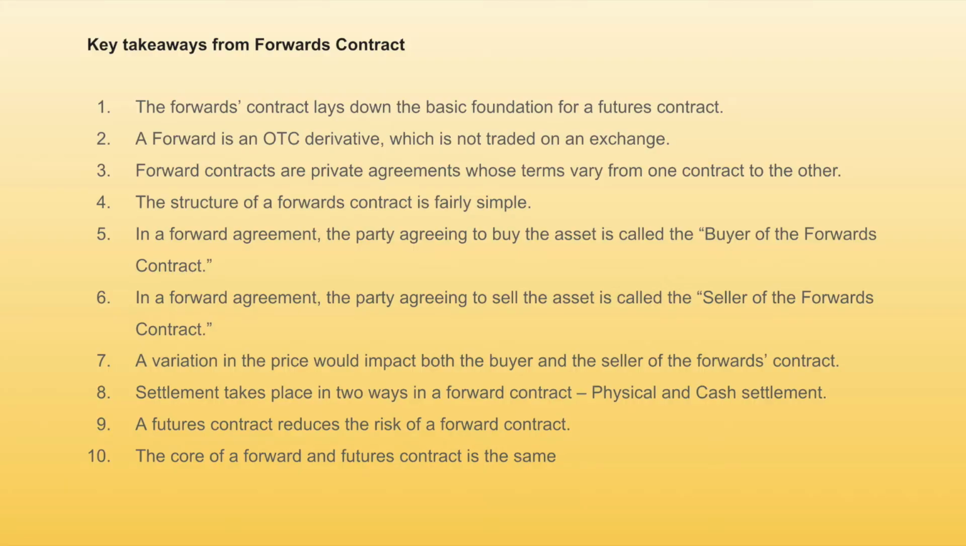In the forward agreement, the party who is trying to buy the asset or the underlying is called the buyer of the forwards contract. The seller of the underlying or the asset is called the seller of the forwards contract. A variation in the price could affect both the buyer as well as the seller of the forwards contract. And a settlement can take place in two ways in the forwards contract, that is the cash settlement or the physical delivery, or the physical settlement.